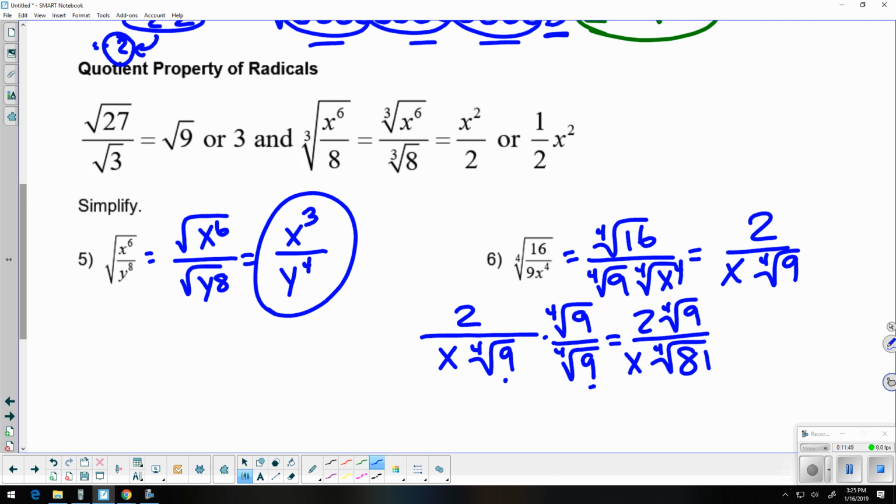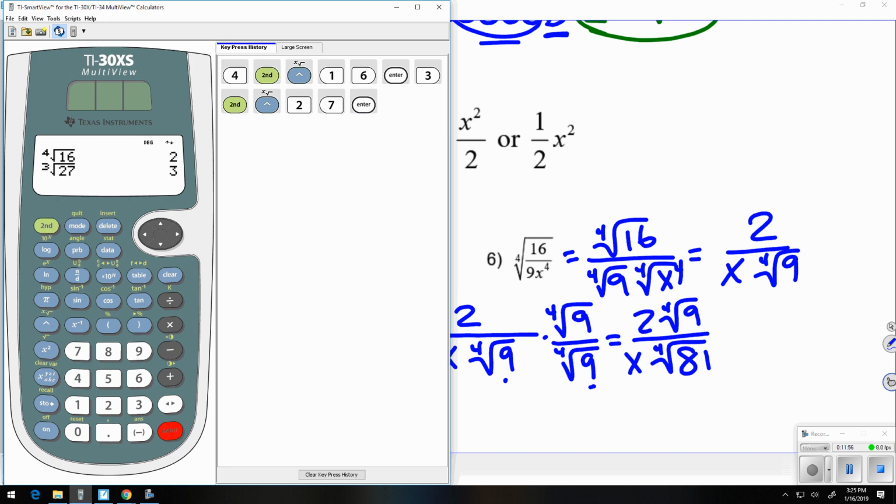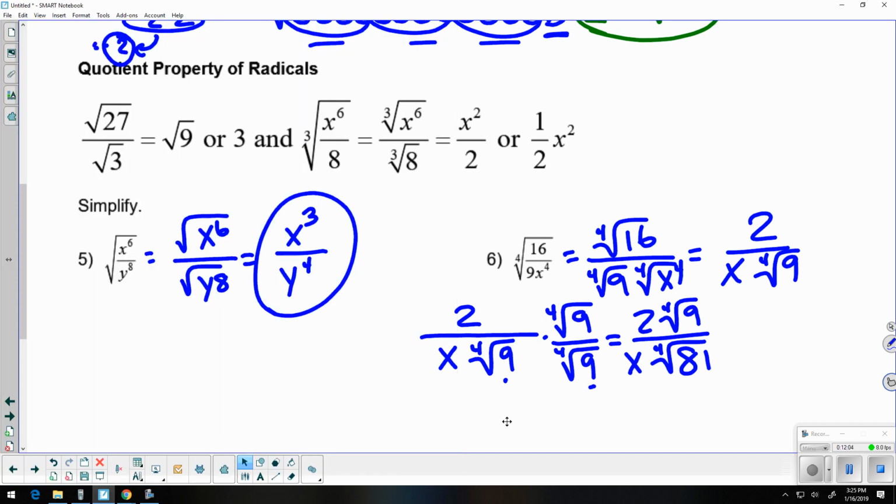So again, you're only going to multiply as many times as it takes until it fully simplifies. I know I can simplify the 4th root of 81. If you type this in, 4th root of 81, it should be 3 in the end. Okay, so my final answer, I'm done. I can just stop right here. Again, all I was trying to do is just get rid of that radical in the bottom.